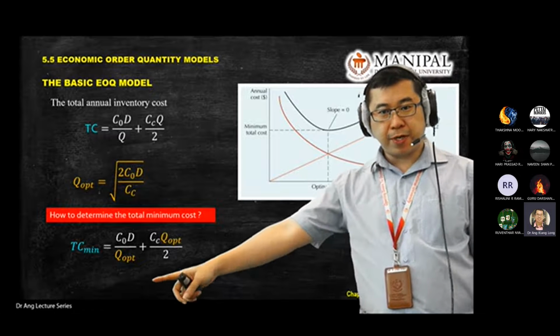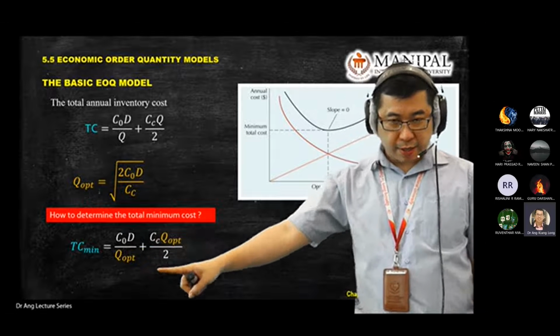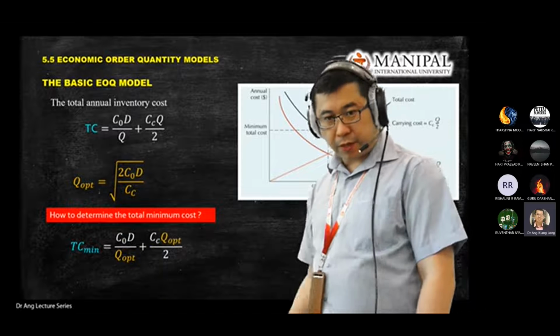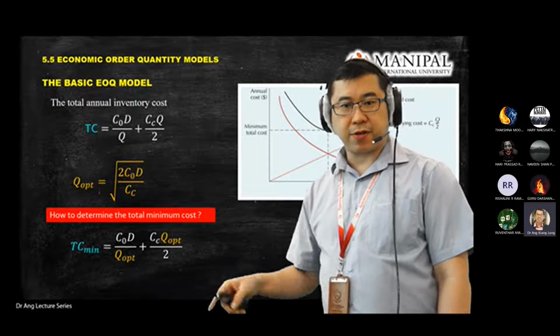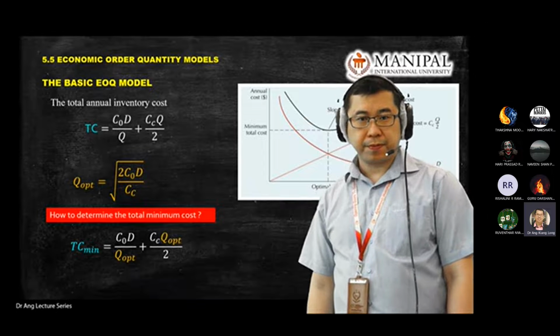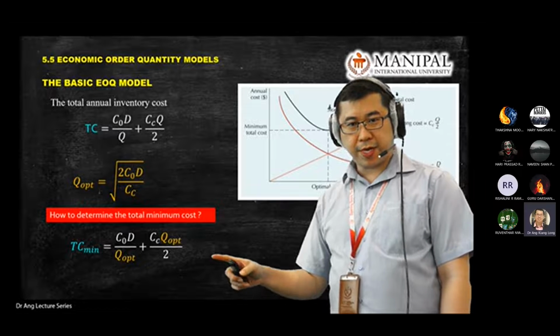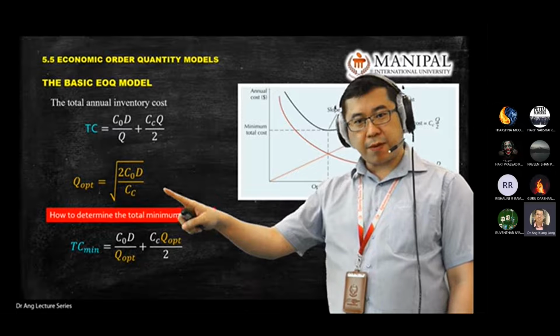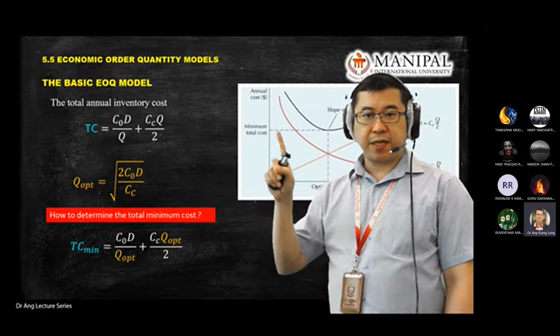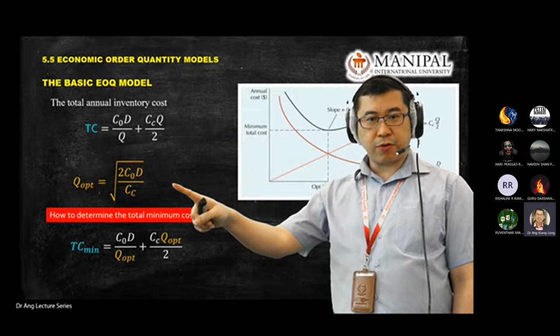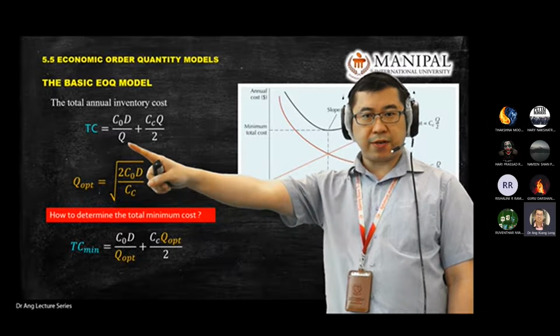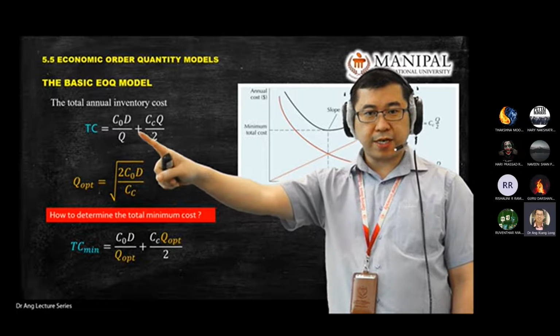Here you have two components. One is ordering cost and carrying cost. You are considering the two factors. Ordering cost, carrying cost. Okay, makes sense to you. The purpose of finding Q op is to find minimum total cost. How to find minimum total cost? Find the Q op first, substitute Q value there. Once you find this one, substitute inside there.